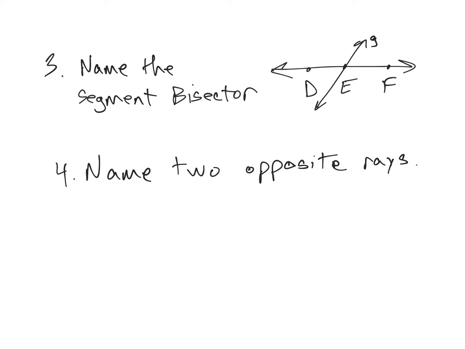Segment bisector. The only answer is line G. I was right. Why wouldn't it be E? Opposite rays. The only answer is EF and ED. I didn't put it in order though, so I put ED, EF. It's the same thing. I was right. I told you it was line G.